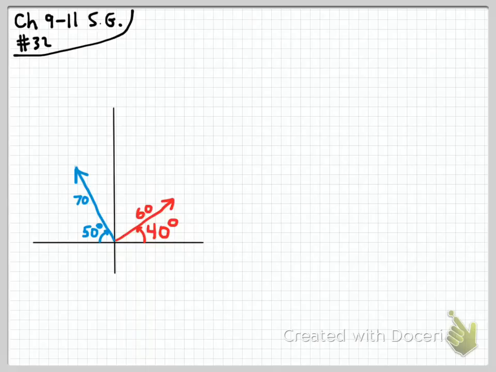So for problem number 32, here's the situation. We've got this red vector here that's 40 degrees from the positive x-axis, and the length of this vector is 60 newtons. It's a 60 Newton force, actually, represented by the vector. And then we have this blue vector that represents a 70 Newton force that's being applied to the same place, right there at the origin.